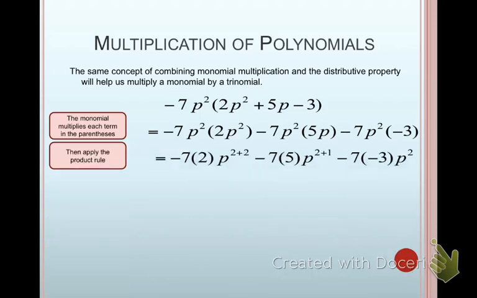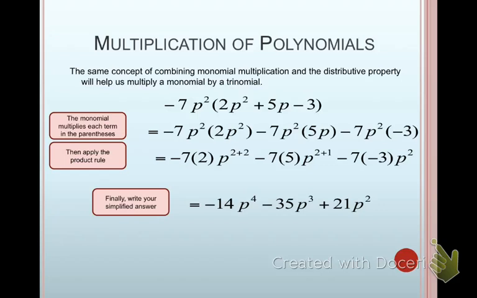Again, we're going to apply the same rules at this point. It's just like we have three little mini problems instead. Negative 7 times 2 and p squared times p squared. And when we multiply those p bases, we add our exponents. Negative 7 times 5 and p squared times p, again we add the exponents. Negative 7 times negative 3, and our p squared in that term will just stay p squared. That will leave us with negative 14p to the fourth, negative 35p cubed, plus 21p squared.